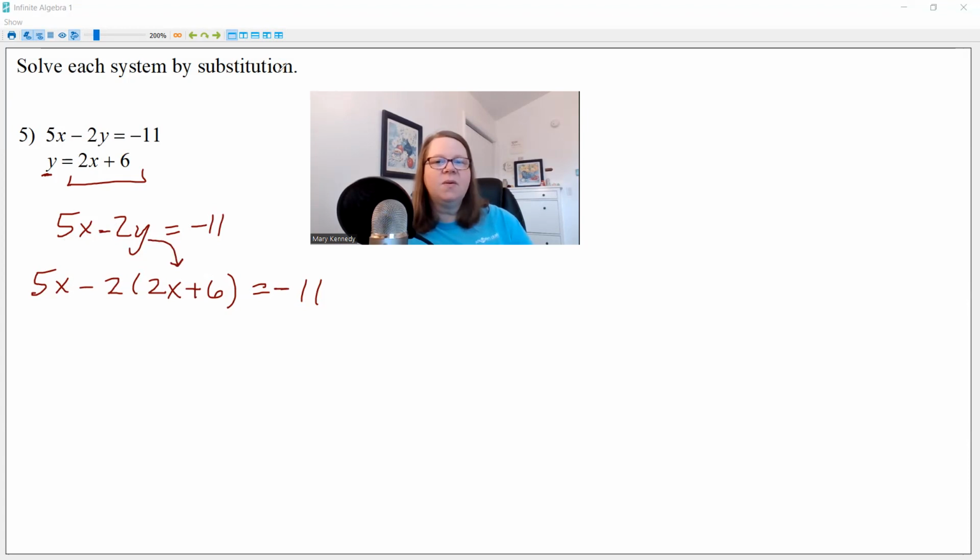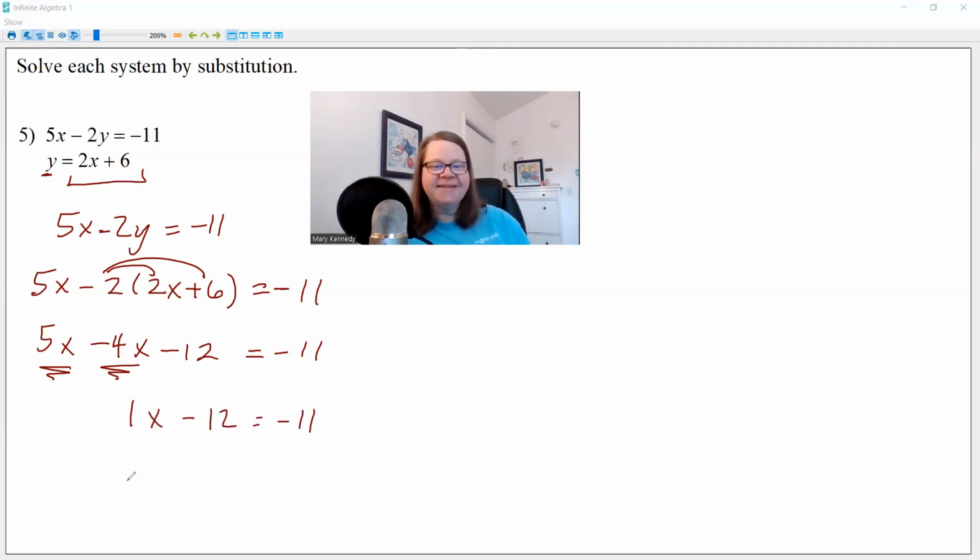Okay, so now we're ready to solve. So 5x I'm going to bring down because I need to do the distributive property here. I get negative 4x minus 12. Now I can look and see if I can combine any like terms on the same side. And I do have like terms. 5x minus 4x is 1x minus 12. You could just put x if you want to.